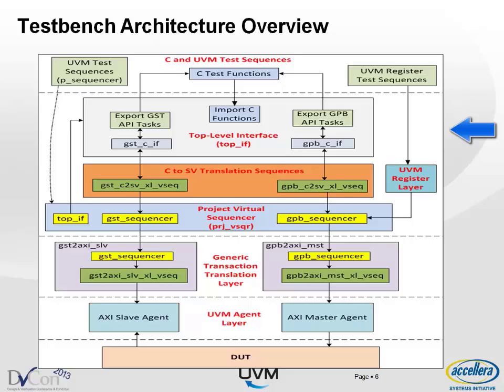And also, there's a semaphore allocated for each interface. When multiple threads try to access the same interface, a race condition could happen, but the semaphore is set up so that you can only take one process at a time, to make sure the race condition is taken care of. Above that, we have the UVM tasks, of course, and the C functions, and we have a set of UVM register test sequences. The test sequence talks to the UVM register layer and passes on the transactions.